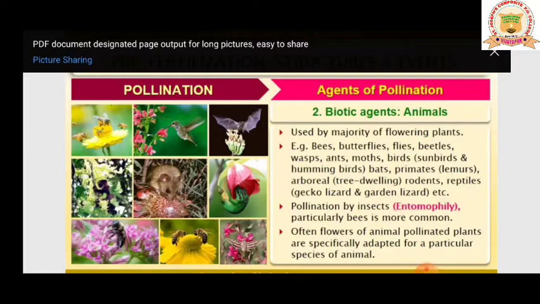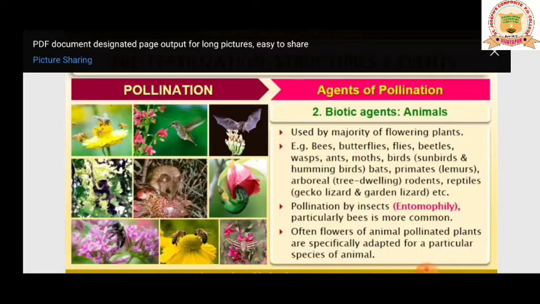First one, animals, used by the majority of flowering plants. So pollination by animals is carried out in the majority of flowering plants. Examples of biotic agents of pollination are bees, butterflies, flies, beetles, wasps, ants, moths, birds, sunbirds or hummingbirds, bats, primates, arboreal animals, rodents, reptiles, for example gecko, lizard and garden lizard, etc. So these are the agents who carry out the pollination.